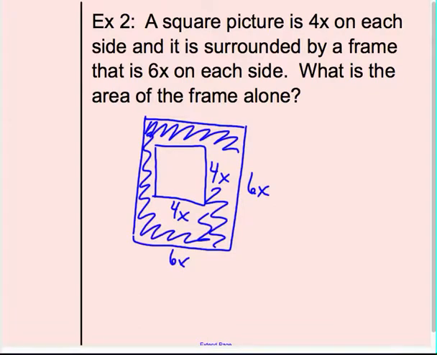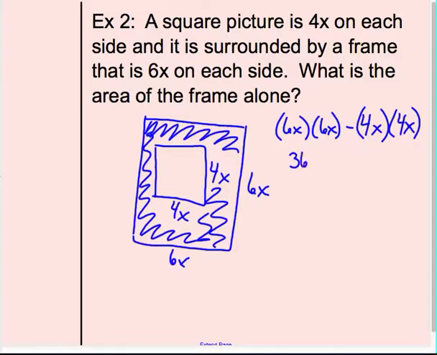So what I'm thinking is I need the area of the entire frame, and I will subtract off the area of the picture. So remember, to find the area of the square, we take side squared, or we take 6x times 6x, and we'll subtract off the area of that picture, which was 4x by 4x. So first of all, multiplying 6x times 6x, 6 times 6 gives me 36. x times x gives me x squared.